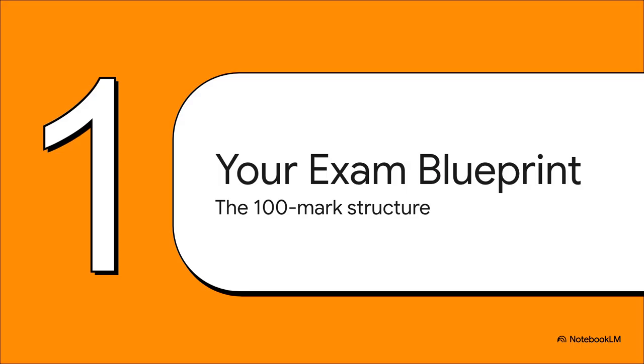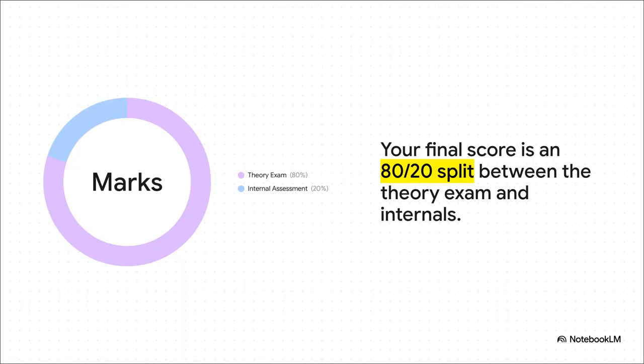Okay, first things first, let's talk about the exam blueprint. You can't win the game if you don't know the rules, right? So we have to understand how those 100 marks are actually put together. It's actually pretty simple when you break it down. Your final score is split into two parts, 80 and 20. Those 20 marks, they come from your internal assessments during the year. You know, things like periodic tests, lab work, that kind of stuff.